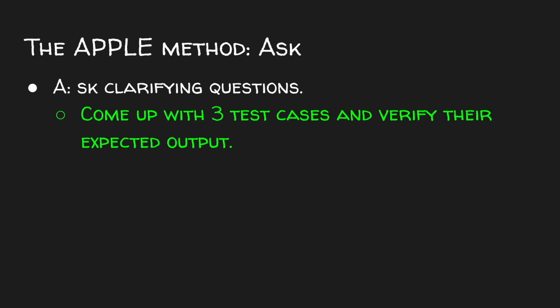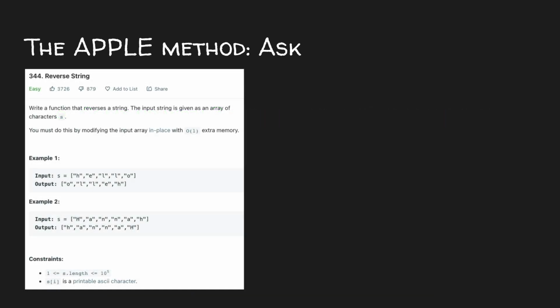For example, let's say you've been given this problem: reverse string. Write a function that reverses a string. The input string is given as an array of characters S. The problem also gives an additional restraint by saying that you must do this by modifying the input array in place with O(1) extra memory. For example, hello reversed is olleh, and Hannah with the first H capitalized, reversed, is hannaH with the last H capitalized.